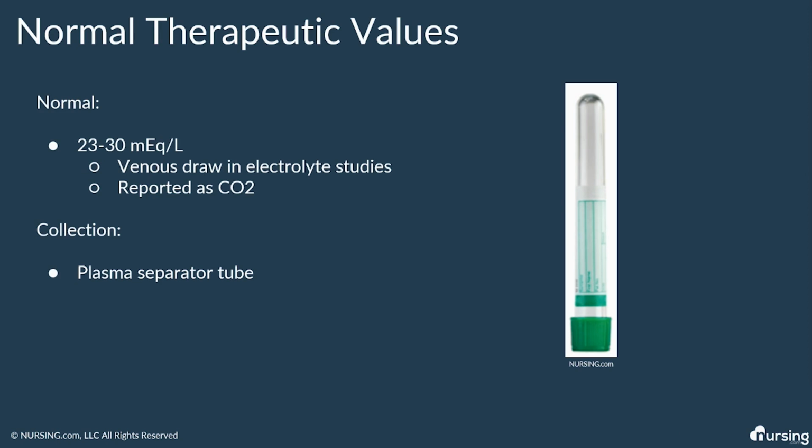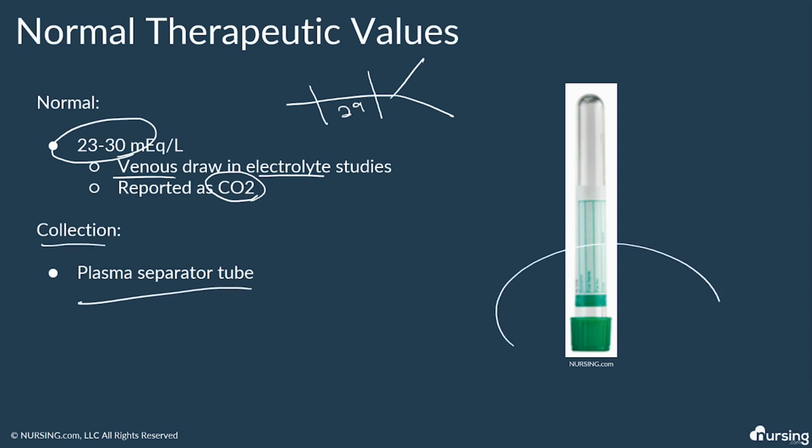Normal therapeutic values, when it's drawn from a venous draw as part of electrolyte studies, are going to be between 23 and 30 milliequivalents. Remember, it's going to be reported as CO2 on that lab skeleton. It'll be right here. So let's say 29. Collection is going to take place in a plasma separator tube, like this green one here.